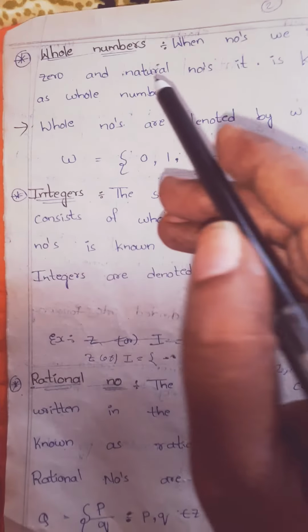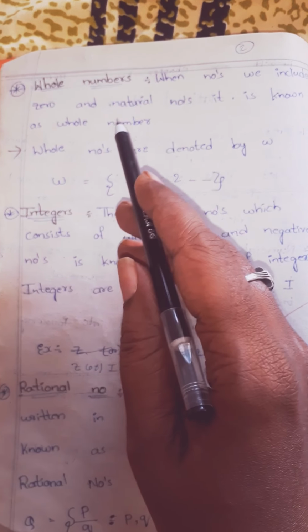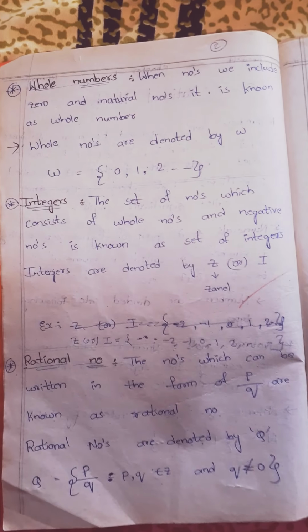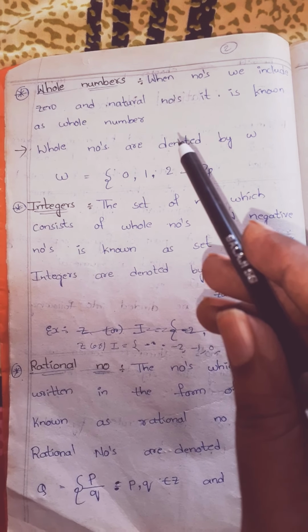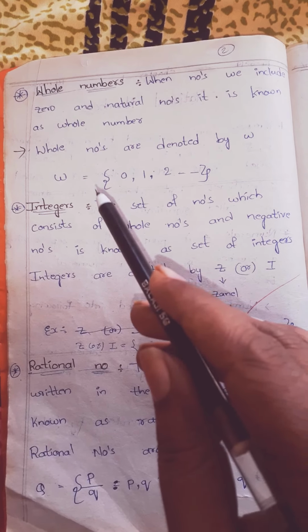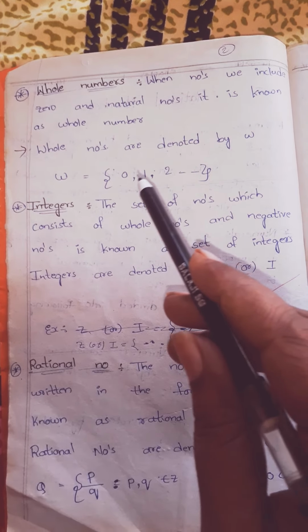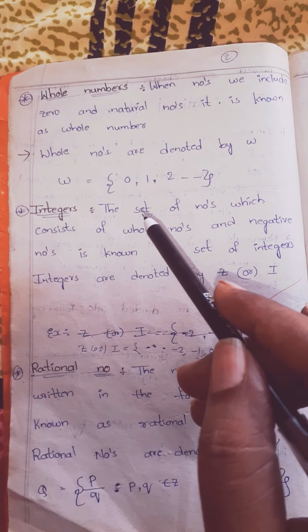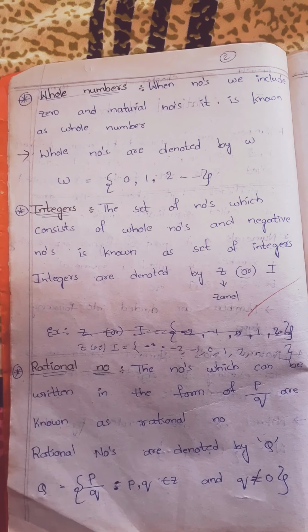Next, whole numbers, children. When we include 0 along with the natural numbers, it is known as whole numbers. Whole numbers are denoted by W. So W is equal to 0, 1, 2, and so on. The smallest whole number is 0. Here also the biggest whole number we cannot say, it is undefined.